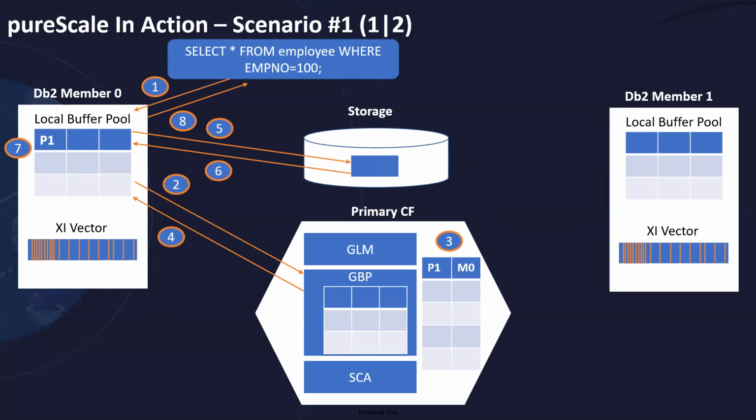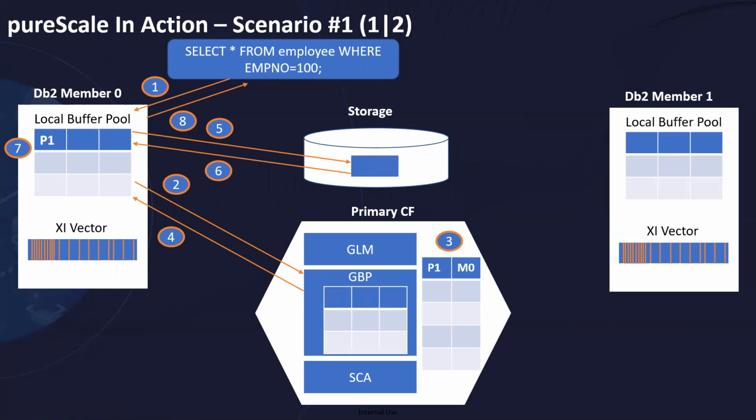So let's look at it. I have two members, member 0 and member 1. I'm doing a select from the employee table where employee number equals 100. In the first scenario, the statement went to database member 0. It checks and finds that this page doesn't exist in the buffer pool. It will send a request to the global buffer pool, or group buffer pool here, saying, I do want this page and I'm interested. In that case, it sends a request called read and register.